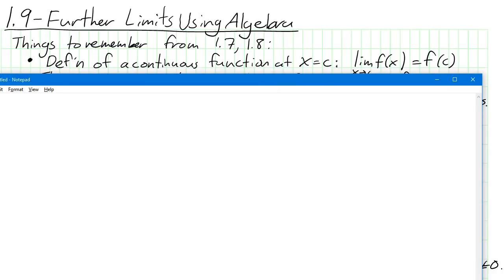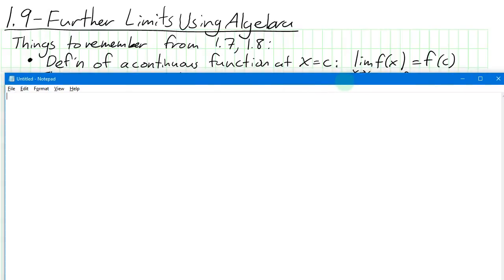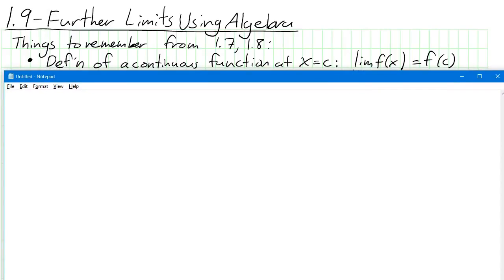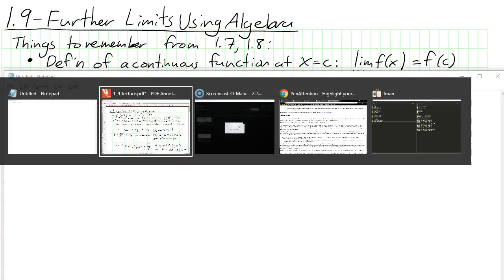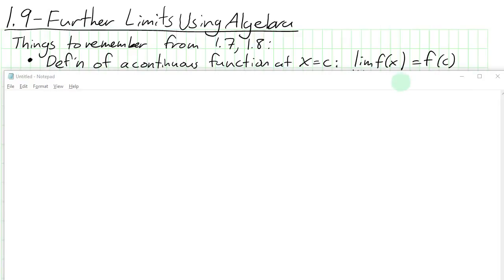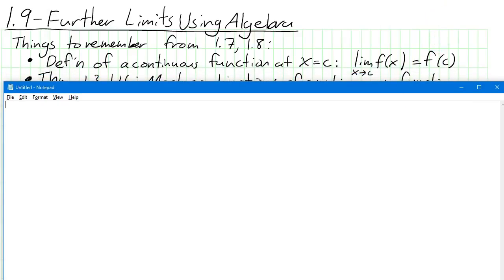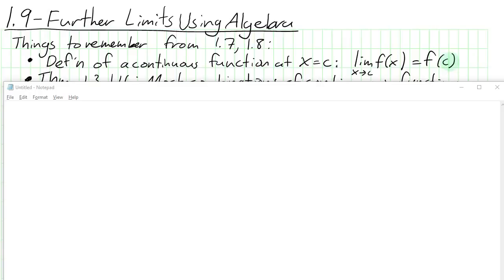First of all, the definition of a continuous function at a value, if you plug in a value of x equals c, is that the limit should exist, and not only that, the limit should be equal to the actual function value. So if I was going to draw a picture of that, it would look like this.